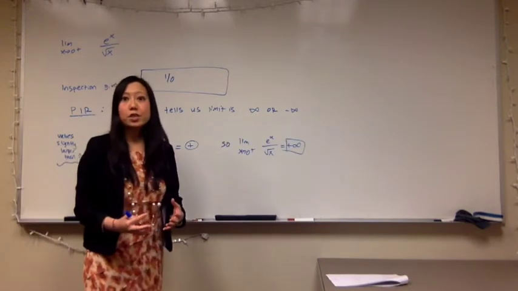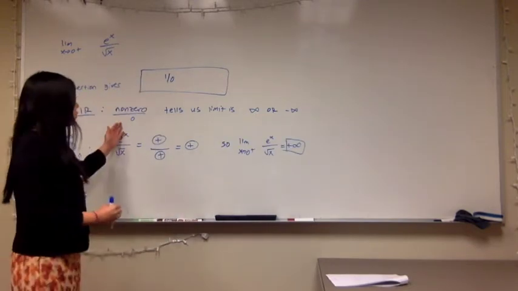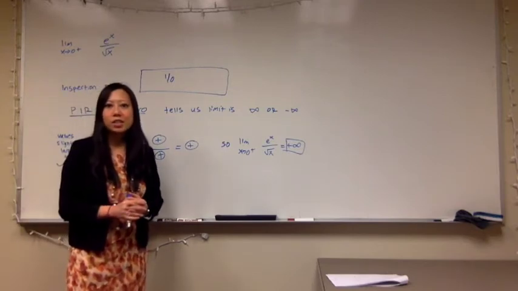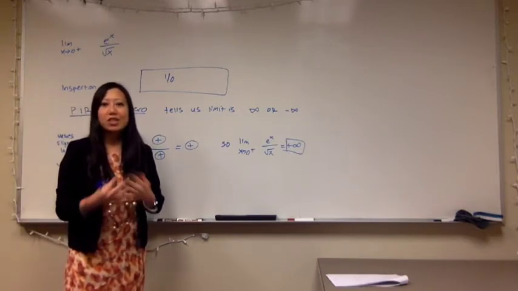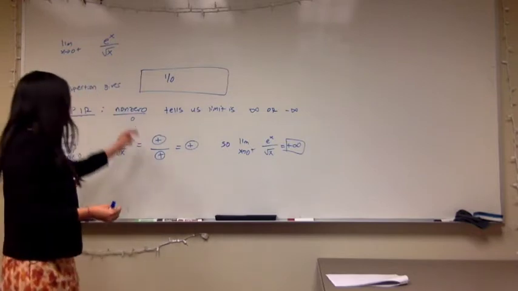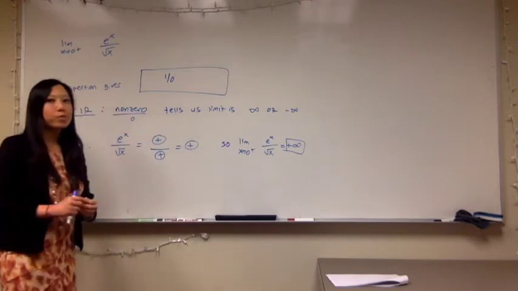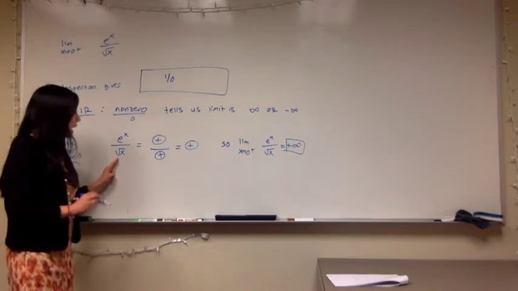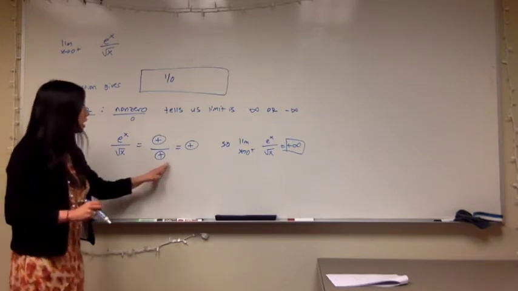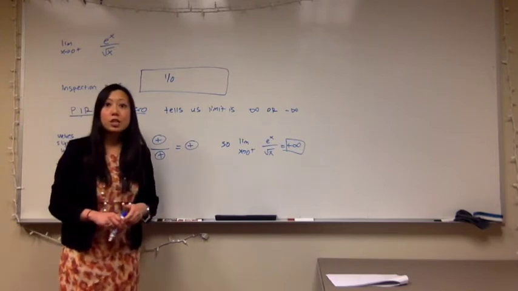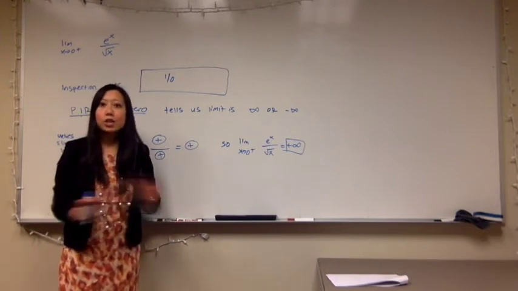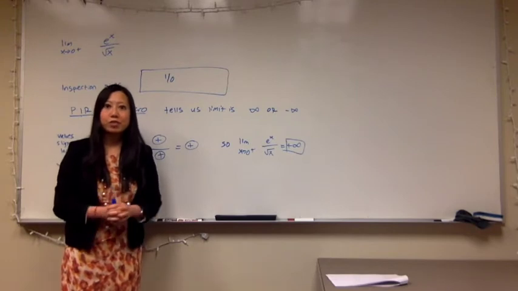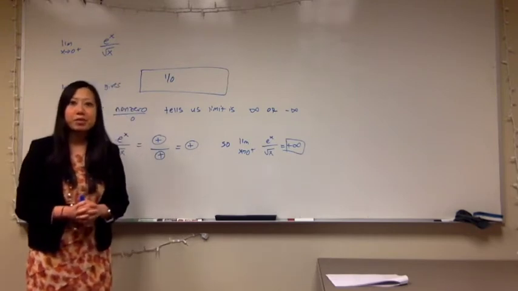This is called plug-in rule. The first thing we check is inspection. If I get a non-zero over 0, that tells me the limit's either positive or negative infinity. I just have to determine which. I look at values slightly larger than 0 since I'm approaching 0 from the right side. When x is slightly larger than 0, I have a positive number, so that tells me the limit is positive infinity. No L'Hopital here because I didn't have 0 over 0 or infinity over infinity. This is not an indeterminate form.